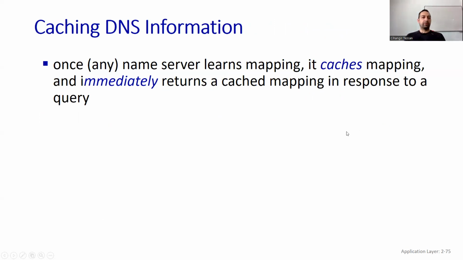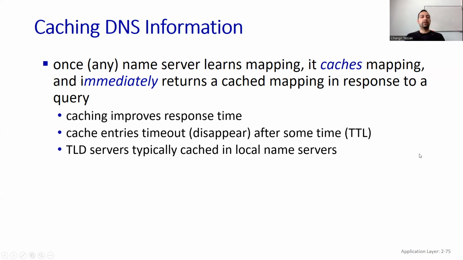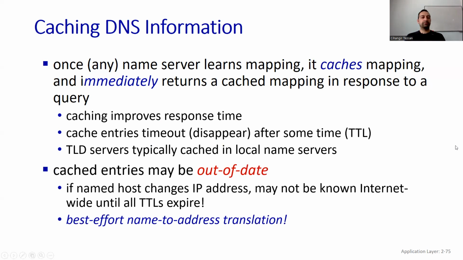This can be solved by caching DNS information. Once any name server learns a mapping, it caches the mapping and immediately returns the cached mapping in response to a query. Caching improves response time. Cache entries time out and disappear after some time, the TTL. TLD servers are typically cached in local name servers. Cache entries may be out of date. If a named host changes its IP address, it may not be known internet-wide until all TTLs expire. It is best-effort name to address translation. So this is actually what I tried to explain.